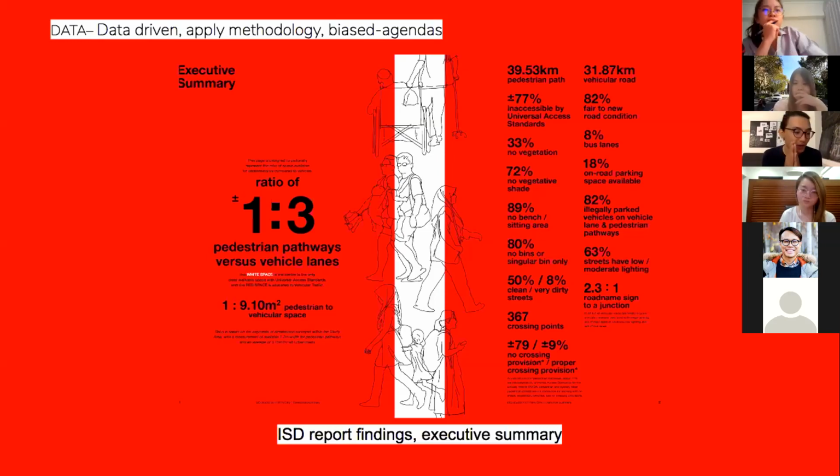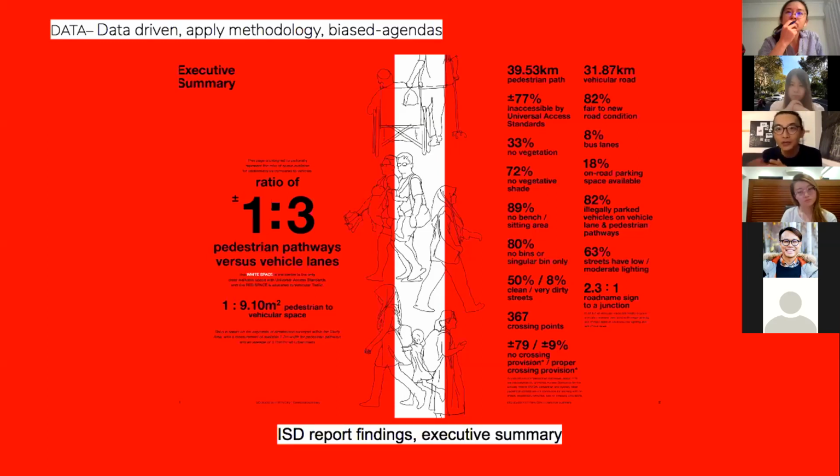This is just talking about equality of space, not even equity. So there is none. Out of 40 kilometers of pedestrian path, almost 80% is inaccessible. 72% has no vegetative shade, 90% has no place to sit, 80% has no bins, and there are 367 crossing points, but 80% of them don't even have a crossing provision. So you can see actually it's not even built for walking at all.